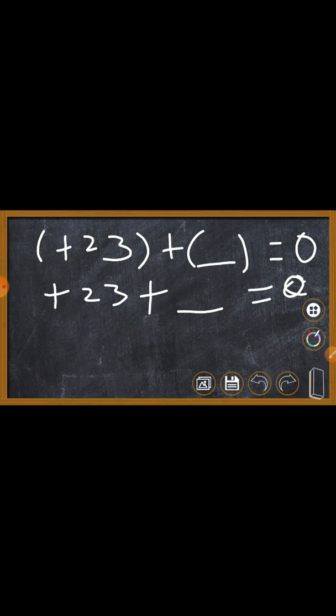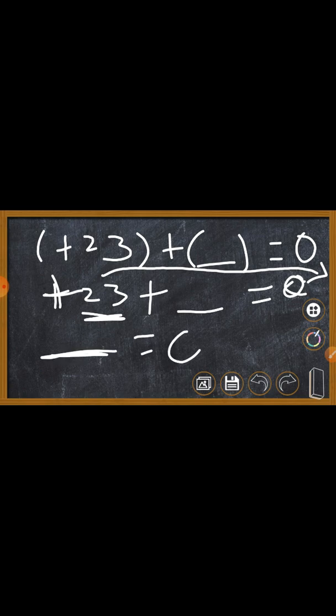Okay, so now who is there with this blank right now? 23 is there with this blank. Yes or no? This 23 is there with the blank right now. You need to send this 23 to the other side of the equal to. Yes or no? So plus 23, when it goes to the other side of the equal to, it becomes minus 23. Yes or no? So you write it as blank is equal to 0 minus 23.